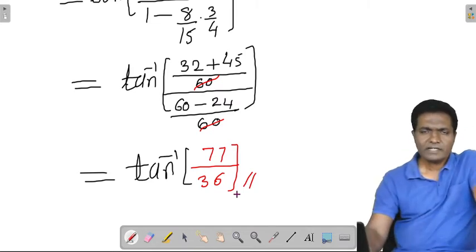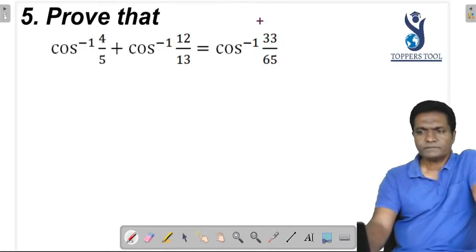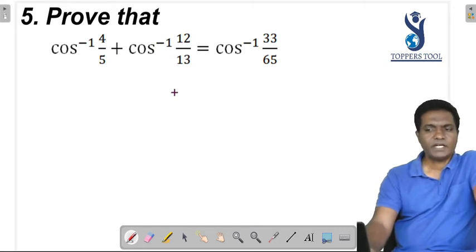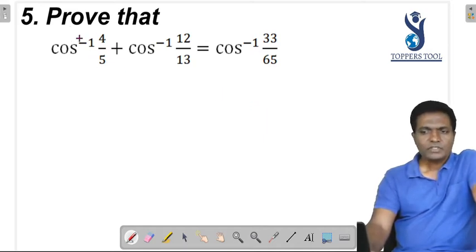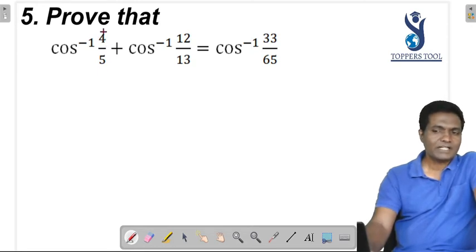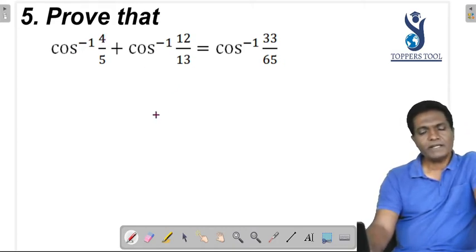Let's have a few more such examples. Look at this one: cos inverse of 4 by 5 plus cos inverse of 12 by 13 equals cos inverse of 33 by 65. Here you need tan inverse, so cos means adjacent by hypotenuse. This is adjacent, this is hypotenuse, so the opposite will be 3. Similarly for cos inverse of 12 by 13.